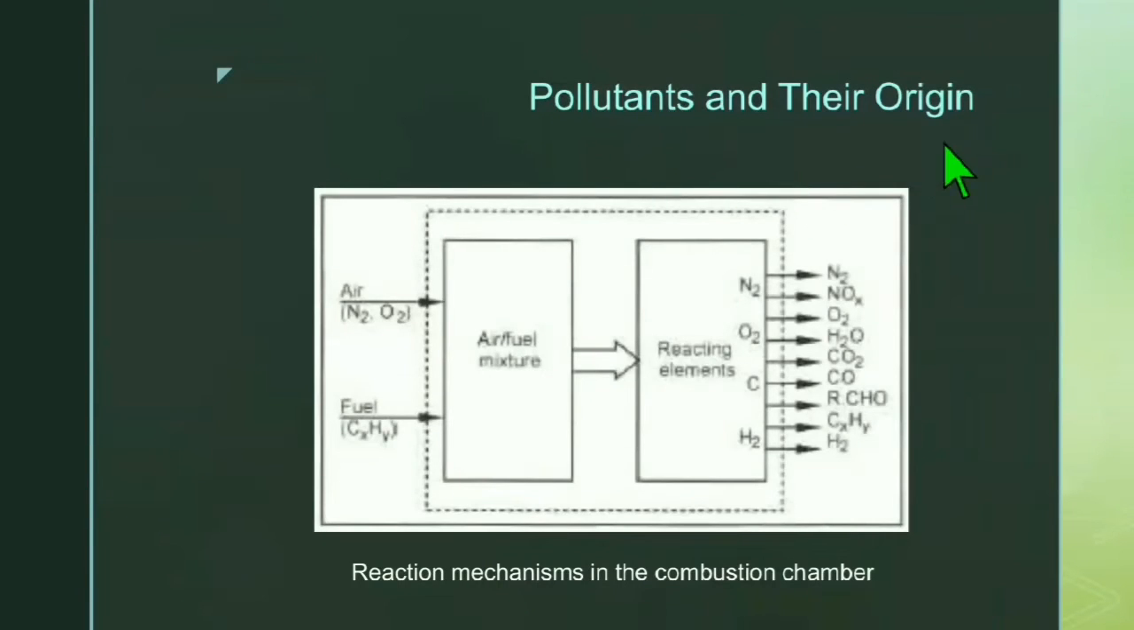Pollutants and their origin. This figure shows reaction mechanisms in the combustion chamber. Look at this: air, nitrogen and oxygen, fuel CxHy. Here is the air-fuel mixture, and the reacting elements nitrogen, oxygen, carbon and hydrogen. From this we get NOx, H2O, carbon dioxide, carbon monoxide, CxHy and H2.